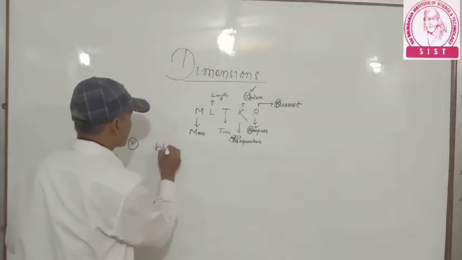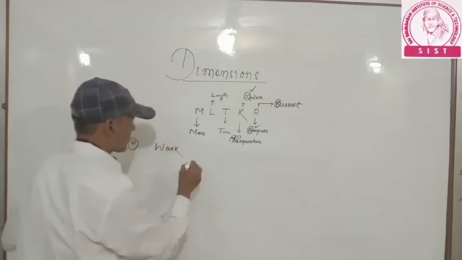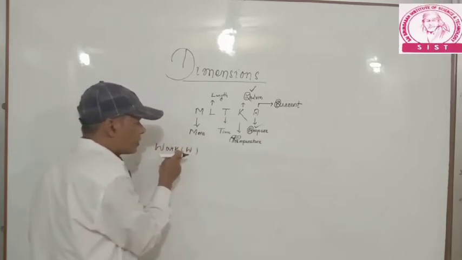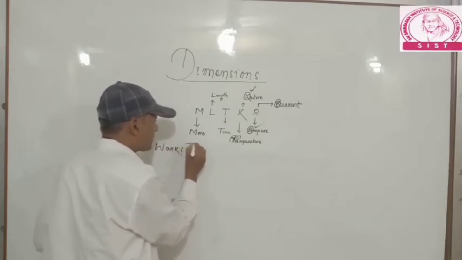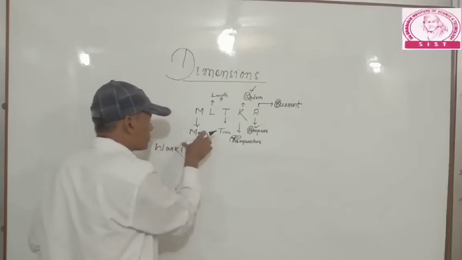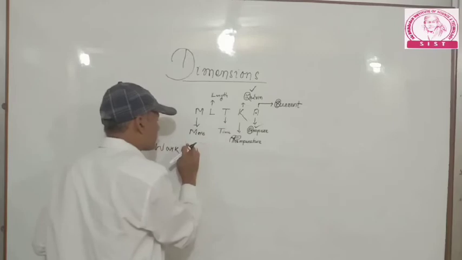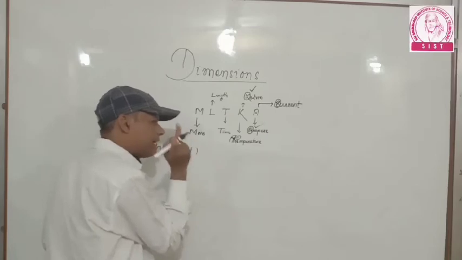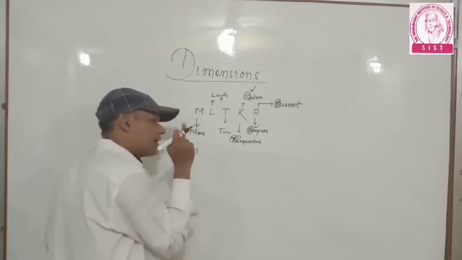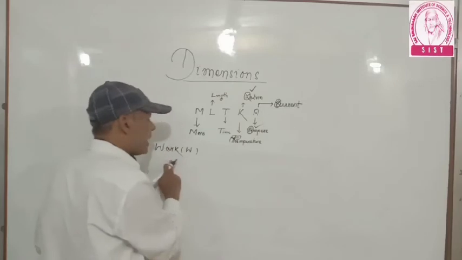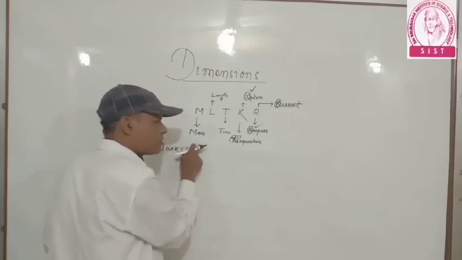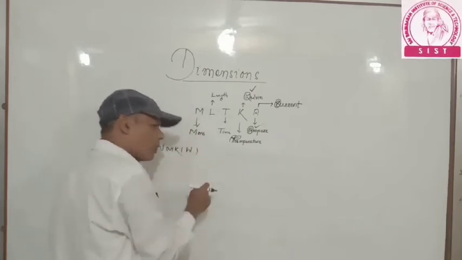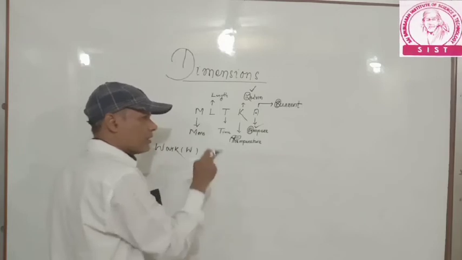Let's say work. Its simple representation is W. It is a scalar quantity. So don't give arrow mark. This is wrong. Once you give the arrow sign, it indicates that the physical quantity is a vector quantity. But work is a scalar quantity, so don't give the arrow sign. It is simply W. Right, and it is a derived quantity. So it holds a certain equation.